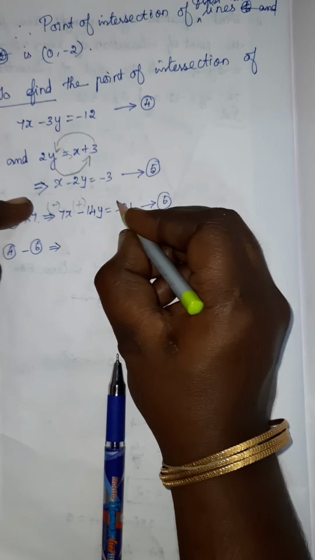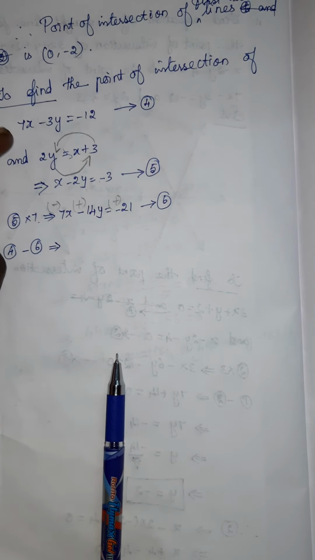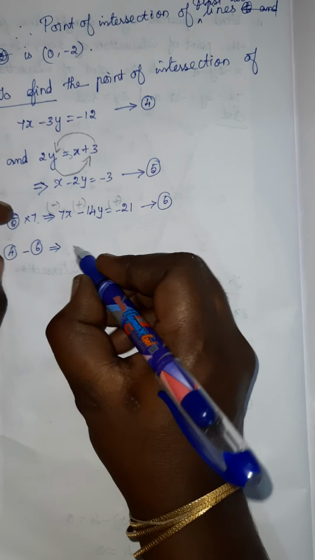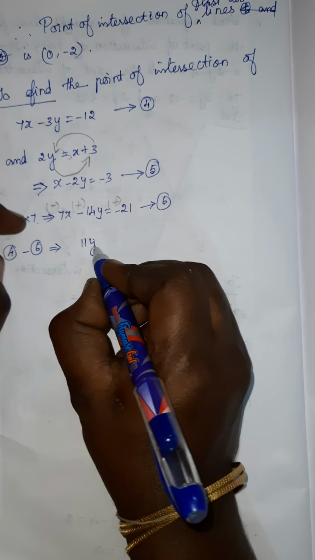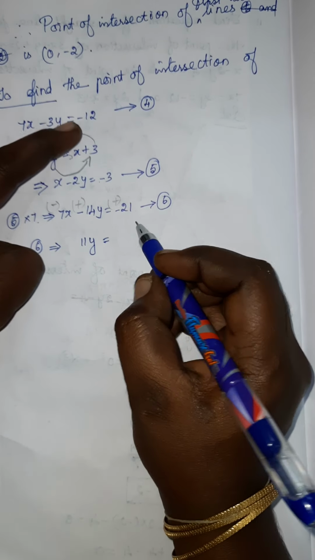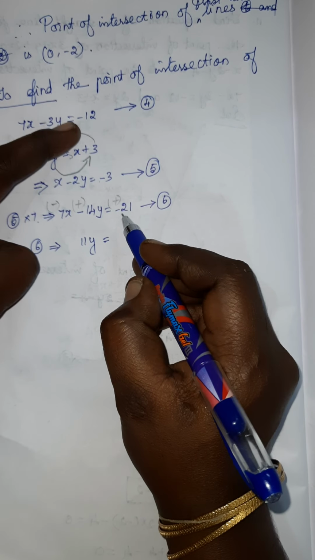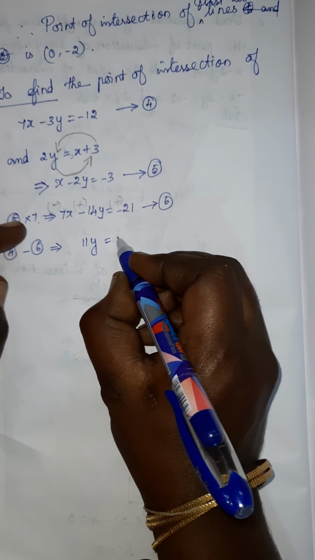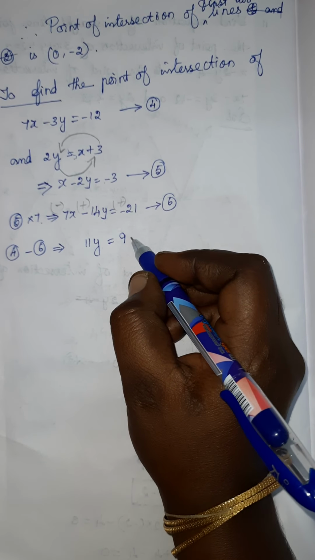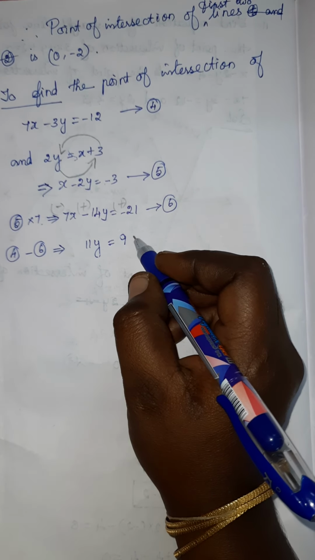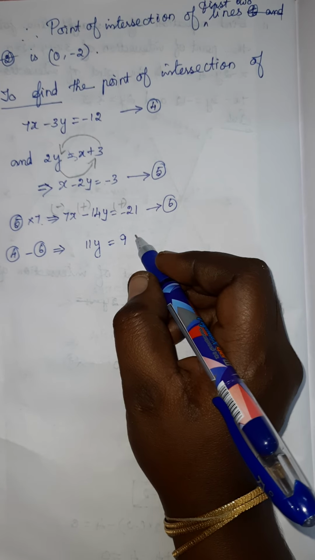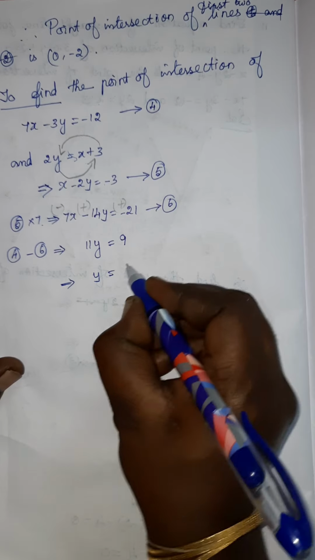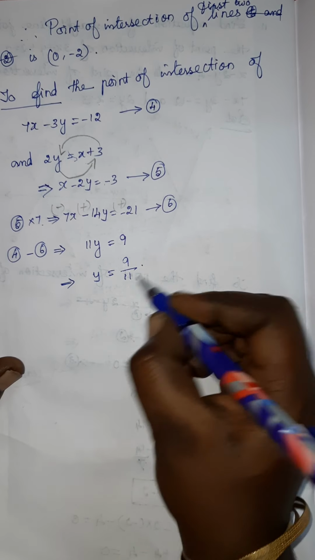Next, minus 3y plus 14y, it is plus 11y equal to minus 12 plus 21. So what is the value we get? 9. So y is equal to 9 by 11.